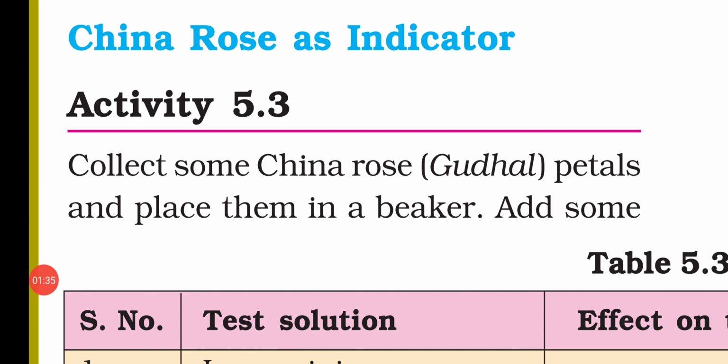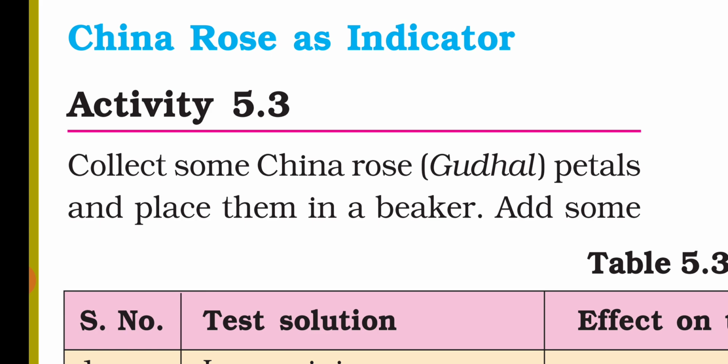Another type of natural indicator that we can use is the China rose. To make the indicator from the China rose, first of all we take the petals of the China rose in a beaker or any vessel, and add a small amount of warm water to it. Whenever the color from the petals comes out into the water, we take this water, and when we apply it to an acidic or basic solution, it will act as an indicator.